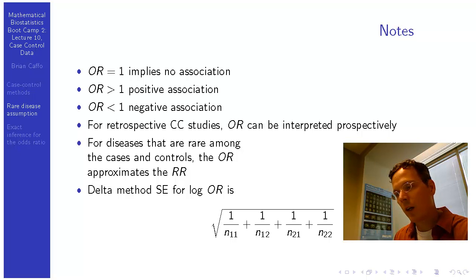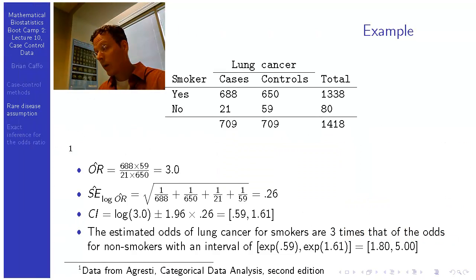method standard error for the odds ratio is the square root of 1 over the cell counts added up. And just to remind you, that's the standard error for the log odds ratio, not the standard error for the odds ratio. So let's just go through our example.